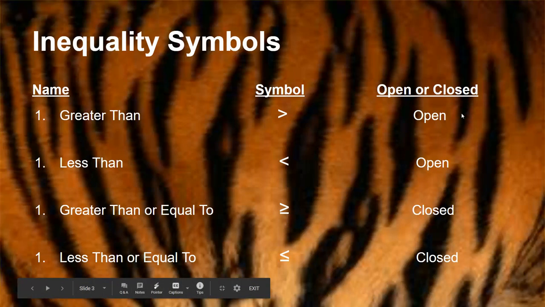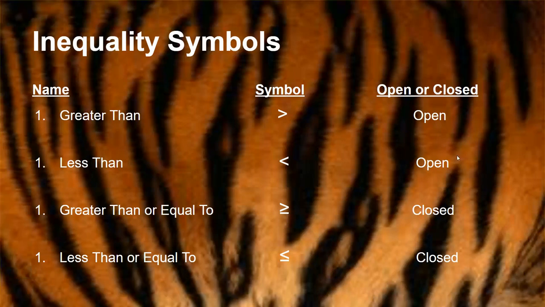They have symbols when you graph them. If you have greater than or less than, you use an open circle. If you have greater than or equal to or less than or equal to, you use a closed circle. And we'll talk about that more in a minute.